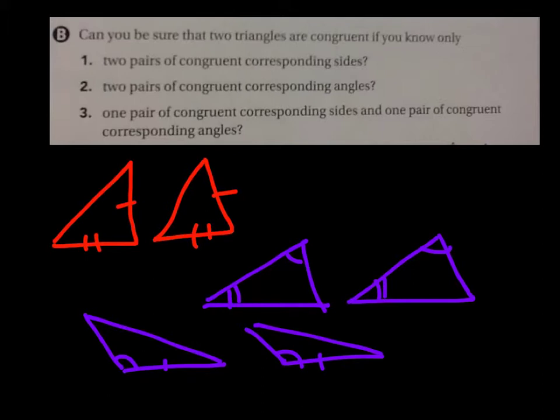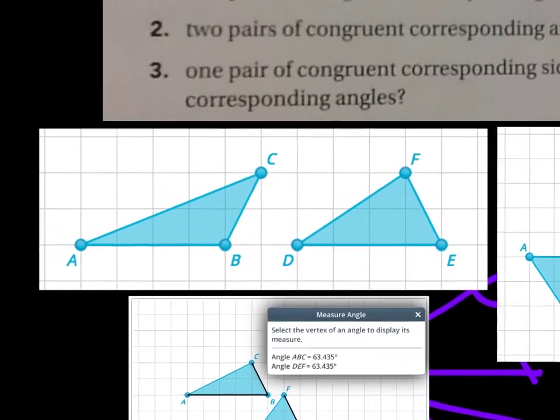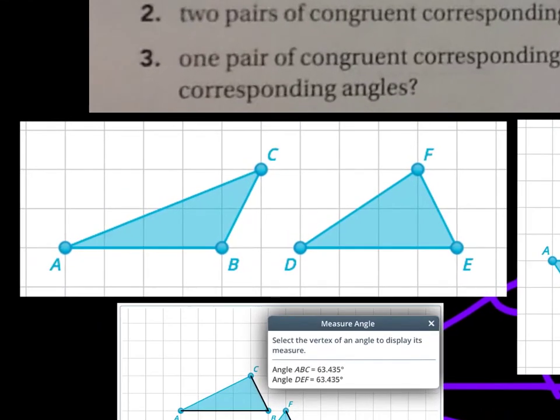Let's see some real life scenarios. Hopefully this number 2 is already screaming at you. Okay, so question number 1, we can look at this first one in the top left. Let's look at this first set of triangles. We have two pairs of congruent corresponding sides. One is AB and DE, and the other is BC and EF.